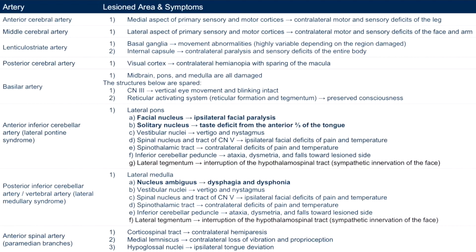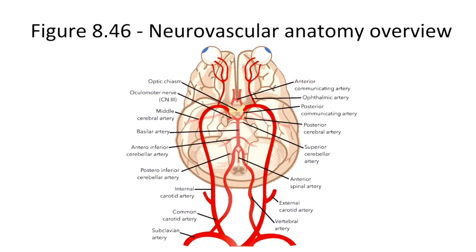Okay, moving on to the anterior inferior cerebellar artery. Occlusion of this artery is also called lateral pontine syndrome. Because the lateral pons is damaged, we'd expect all the structures in this region to be affected. Let's pull up some images to more clearly see what structures are damaged. From figure 8.46, we can see that the anterior inferior cerebellar artery is right here. Notice how this artery wraps around the lateral aspect of the pons. This is why when it's occluded, the lateral pons becomes ischemic, hence the name lateral pontine syndrome.